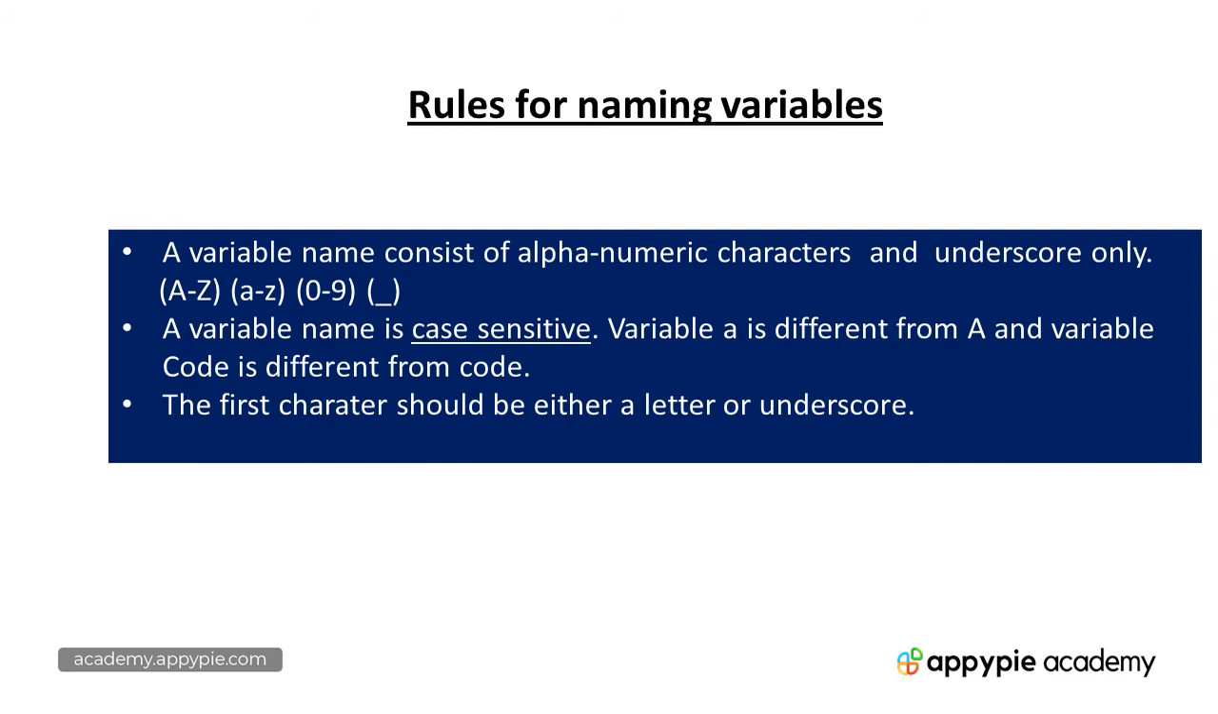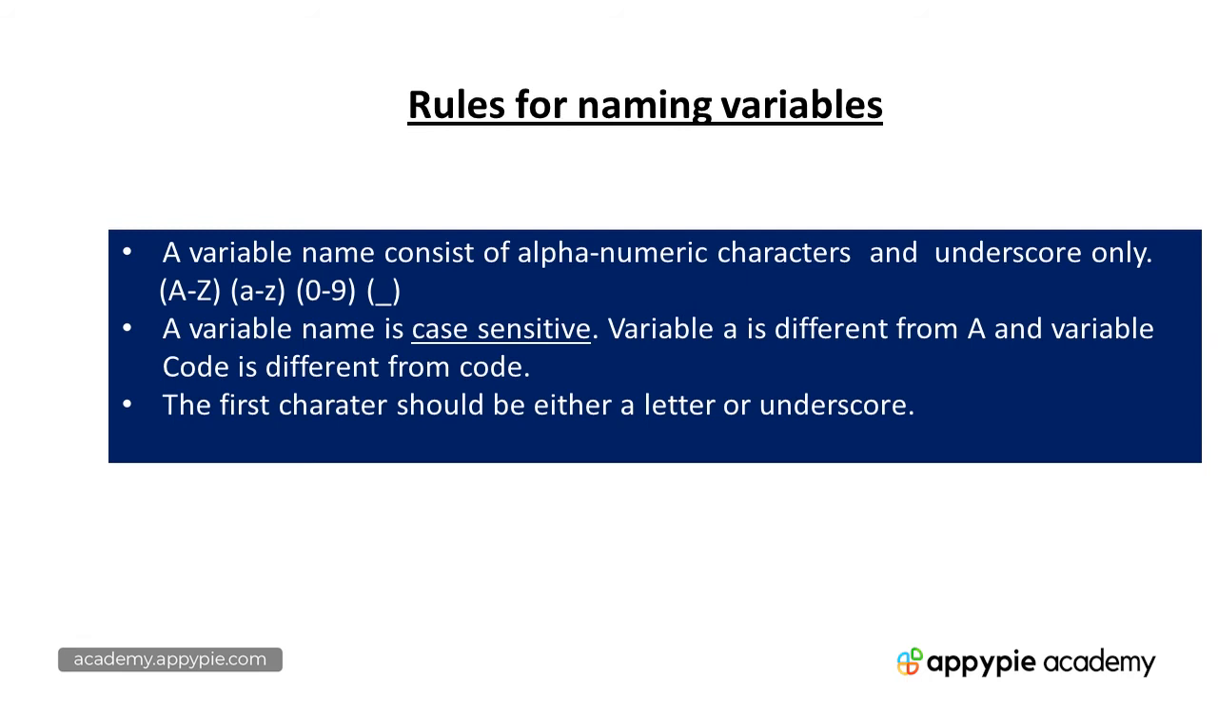Now, let me tell you about certain rules for naming variables. Rules are very simple. A variable name consists of alphanumeric characters and underscore only. I mean to say, the variable name can consist of the letters from capital A to capital Z, from small a to small z, from digit 0 to digit 9, and underscore. A variable name is case sensitive.